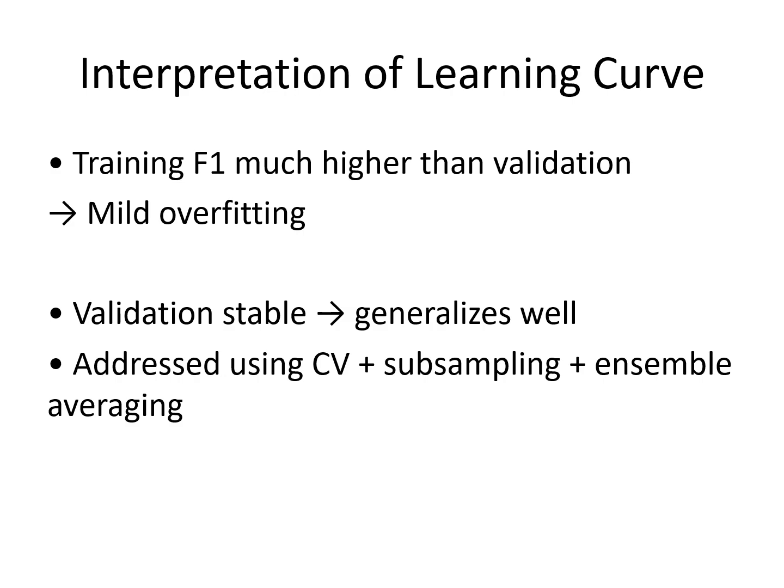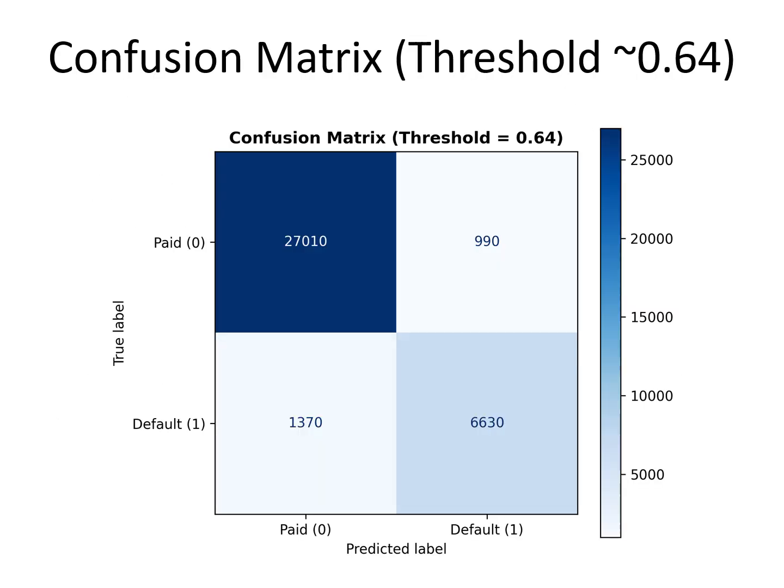We see that the training score is significantly higher than the validation score, which indicates some overfitting. This is expected for boosted tree models. However, the validation curve is fairly flat and stable as the training size increases, meaning the model generalizes well, and adding more data would not dramatically change performance. Using cross-validation, subsampling, and averaging across 10 models helped mitigate overfitting and maintain strong generalization.